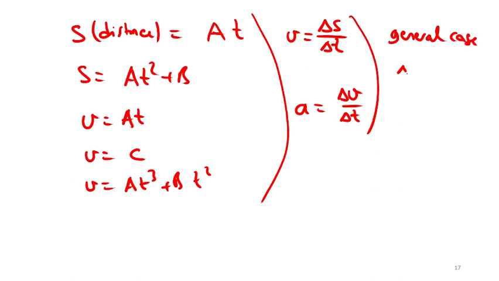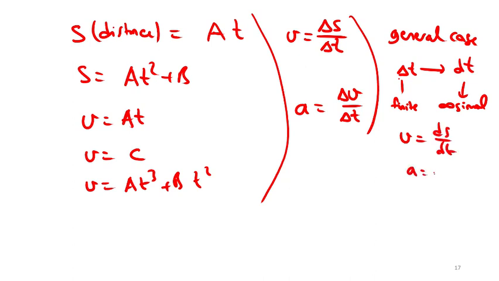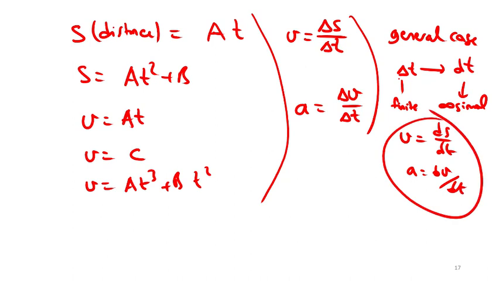General case means that instead of delta t, we need to look for the dt. Okay, and if you look for delta t, this one is finite, but dt is infinitely small. Therefore, we will look for the general case, and the general case says that v is ds by dt, and then a is dv by dt. This is the general case that we have to use.